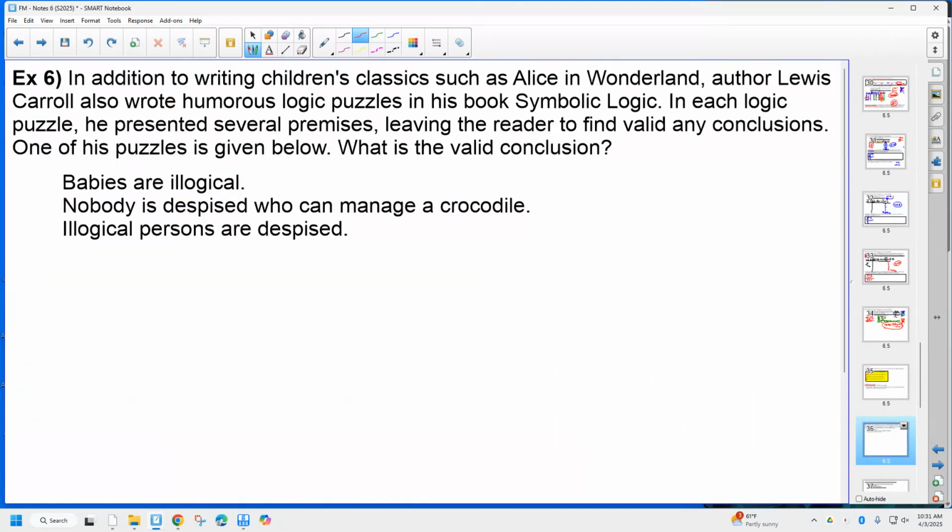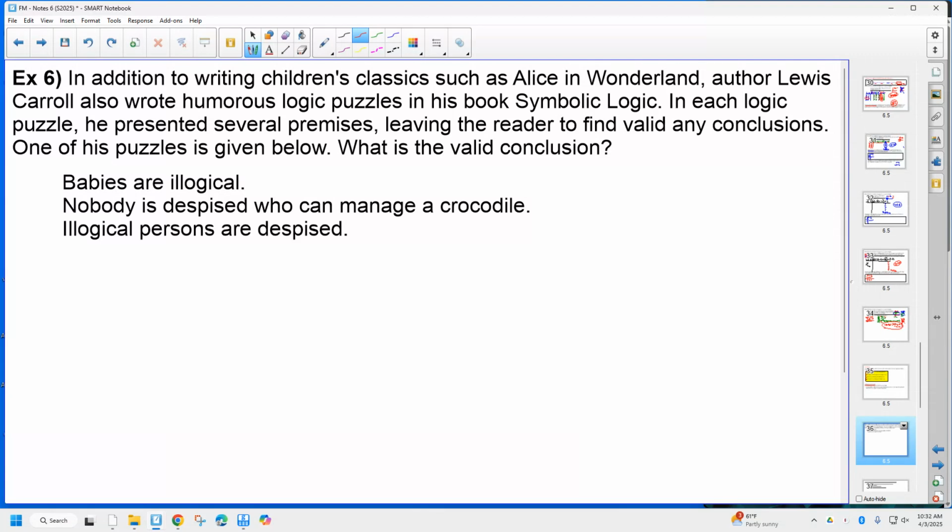Number 6. In addition to writing children's classics such as Alice in Wonderland, author Lewis Carroll also wrote humorous logic puzzles in his book Symbolic Logic. In each logic puzzle, he presented several premises, leaving the reader to find valid conclusions. One of his puzzles is given below. What is the valid conclusion?